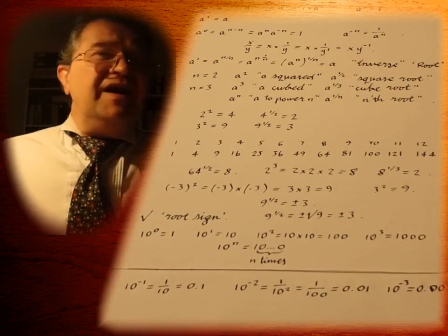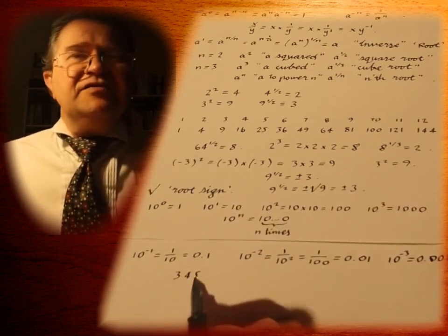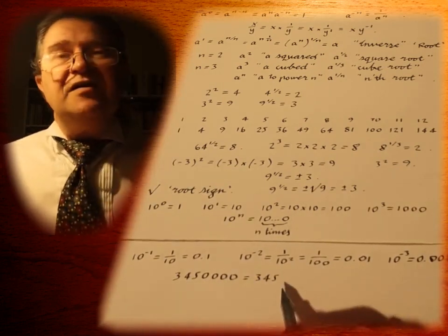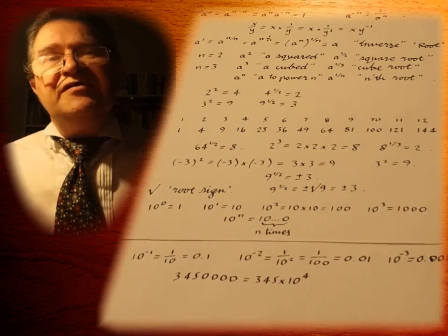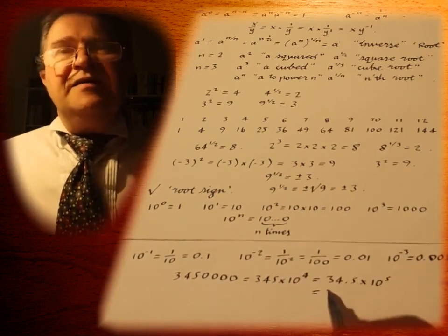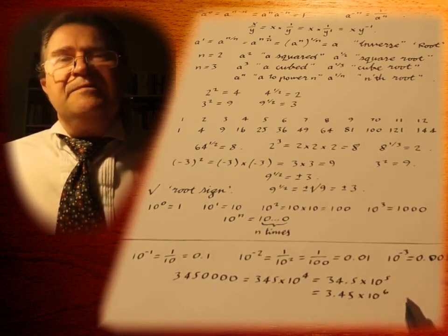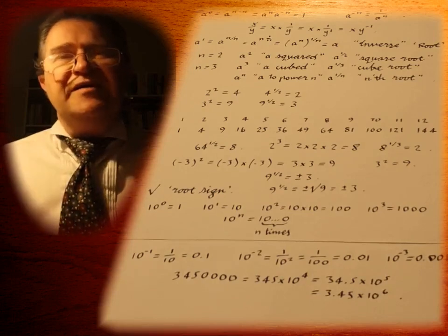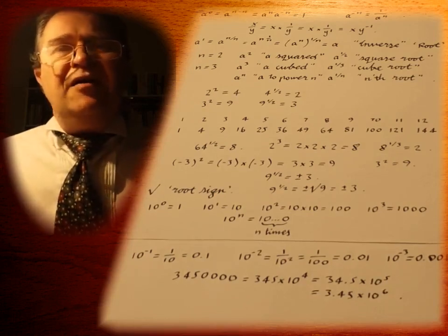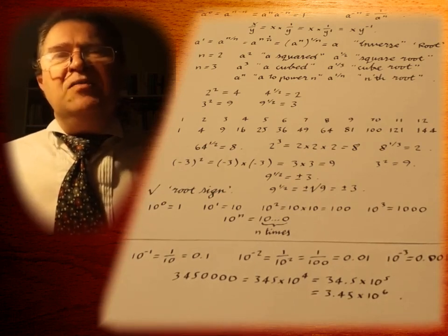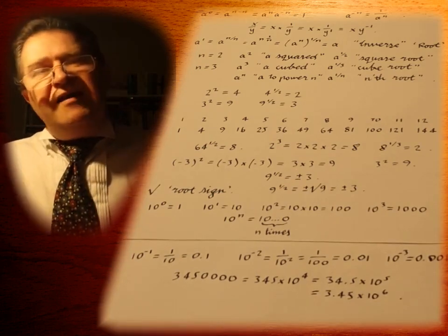So in general, a number like 3,450,000 can be written as 345 times 10 to the 4, which is also 34.5 times 10 to the 5, and it's 3.45 times 10 to the 6. Notice how the decimal point moves in the opposite direction to what we just said, because the increasing powers of 10 that we're multiplying by compensate by moving it back to the right.